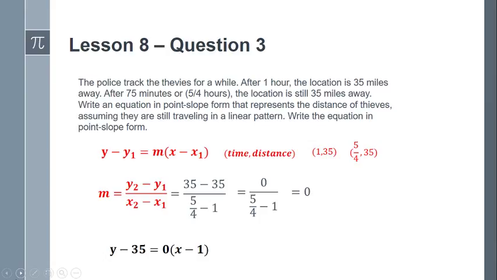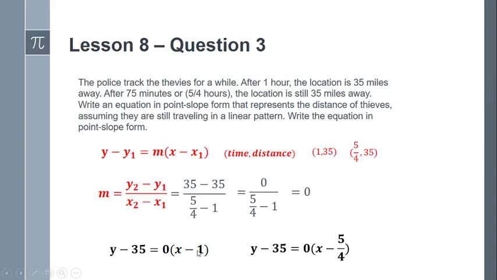All right, so there are two possible answers that you can type in for this question. One of them is here. I'm going to pick the first point, plug in the y for y1 and the x for x1. And we know that m, the slope, is 0. So without simplifying it, that's what they want you to type in, just that equation there. There's another possible equation you could write in point-slope form, using the other point they gave us. So we still have 35 miles away for the y, but then the hours here are going to be 5/4 of an hour.